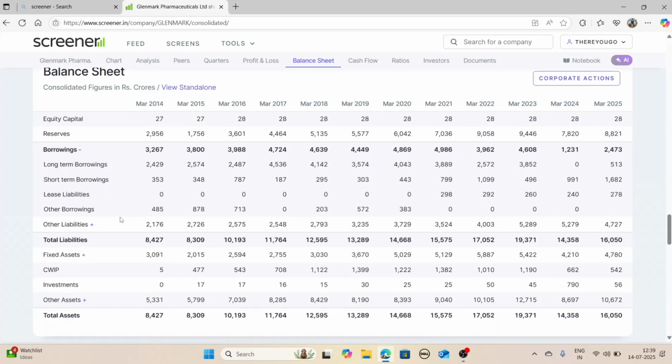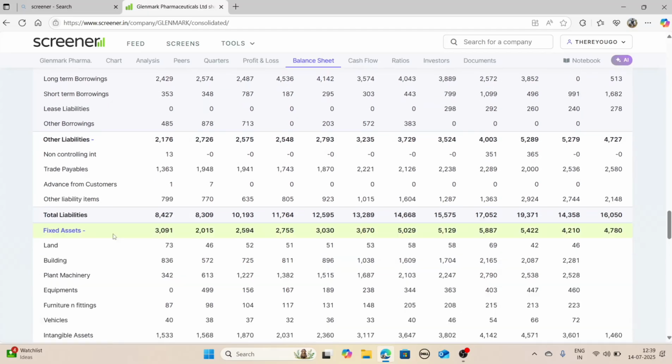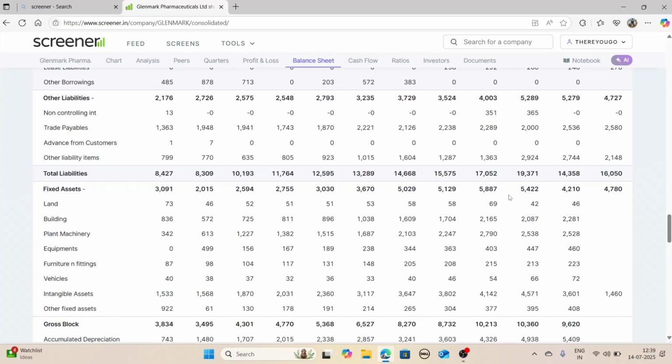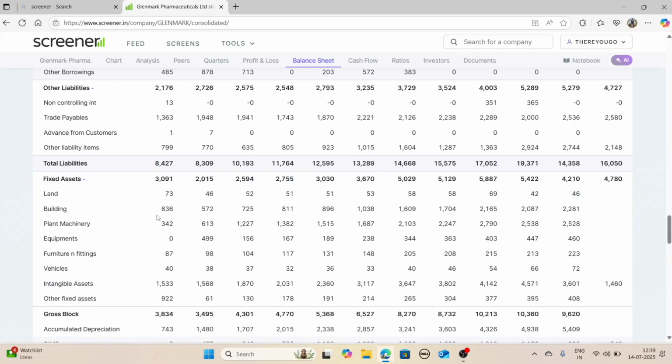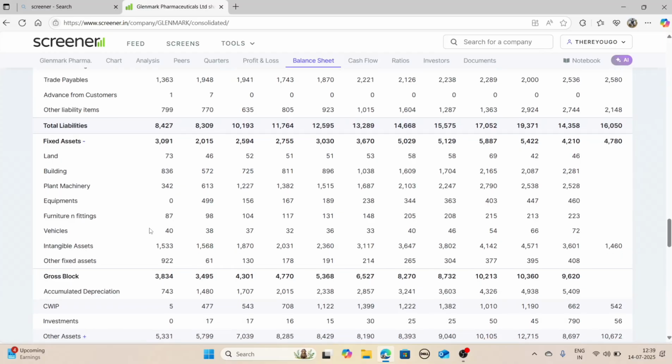Lease liabilities, there's no problem with that. Other liabilities, non-controlling interest, okay, there is no issue. Trade payable has been increasing over the years. That's a bad sign because they are not paying their creditors. Let's go with the assets. Land is even reducing, looks like they are selling their land. Buildings, at least they are purchasing more and more buildings. Plant and machinery, looks like they are actively investing in plant and machinery equipment. So it looks like it has been stagnant.